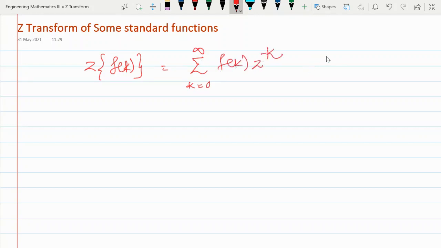Okay, so this is the definition of the Z transform, and we just call it capital F of z, for a causal sequence. If k runs from minus infinity to infinity, we just vary this limit from minus infinity to infinity. That's it. This is the only change.